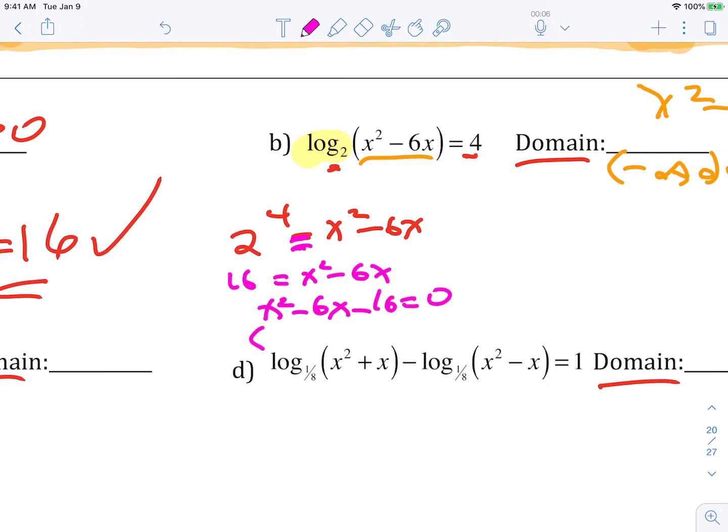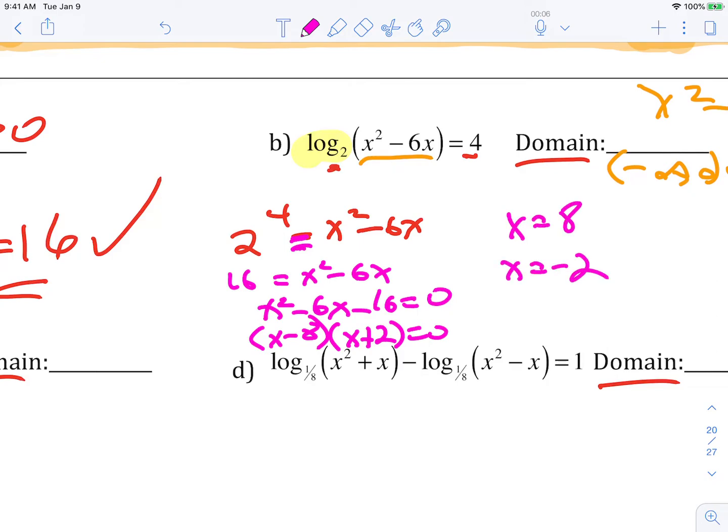And of course we factor. We're going to get two numbers whose product is negative 16, whose sum is negative 6. So it's x minus 8 times x plus 2 is equal to 0. And our two solutions are x is equal to 8 and x is equal to negative 2.